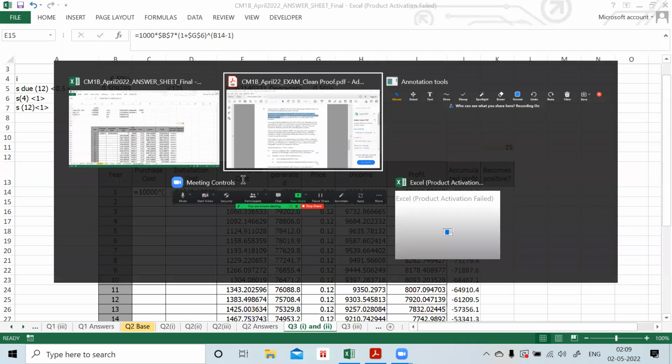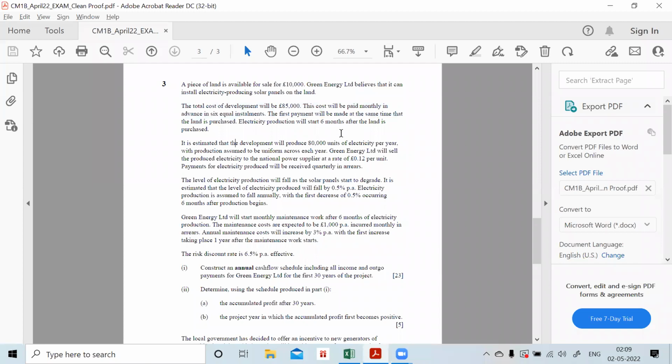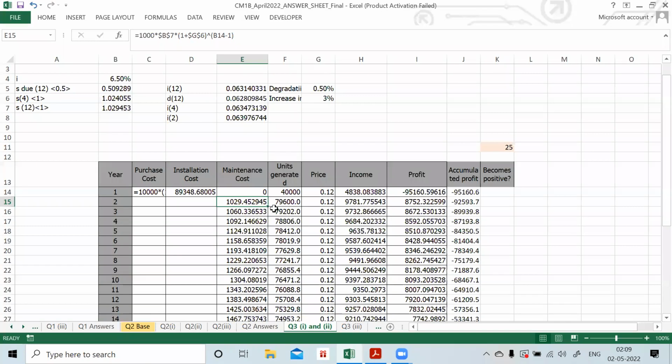Okay. Then we have, electricity production will start 6 months after the land is purchased. So basically we start at 0.5. It is estimated that the development will produce 80,000 units of electricity per year, with the production assumed to be uniform each year. Green Energy Limited will sell the produced electricity to the National Power Limited supplier at 0.12 per unit. Payments for electricity produced will be received quarterly in arrears. So basically, units generated for the first year, starting from 0.5 till 1, for half a year, it is generating only 40,000 units. From the next year onwards, it is generating 80,000 units.